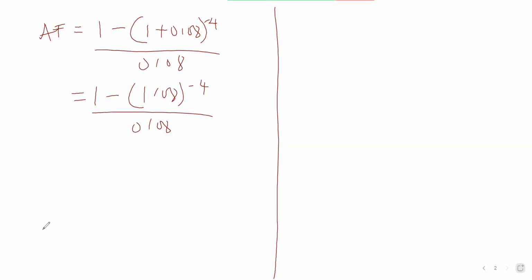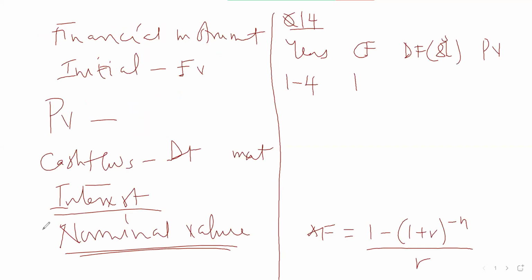What are we getting? 3.312. So this is the annuity factor for the interest that we are receiving.